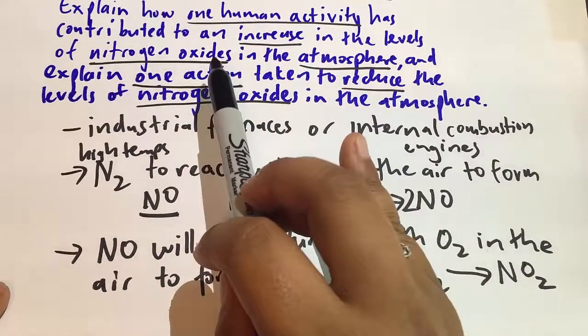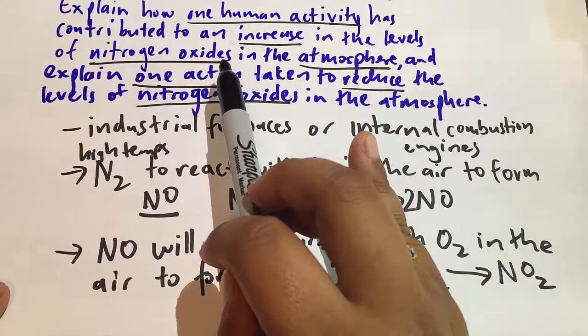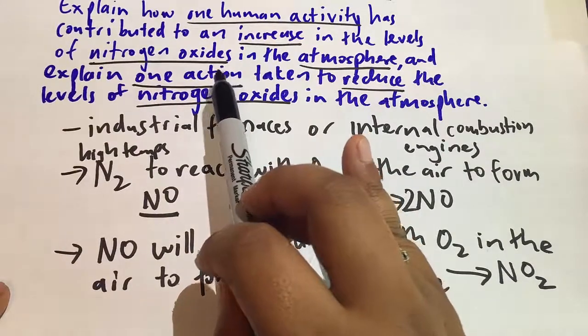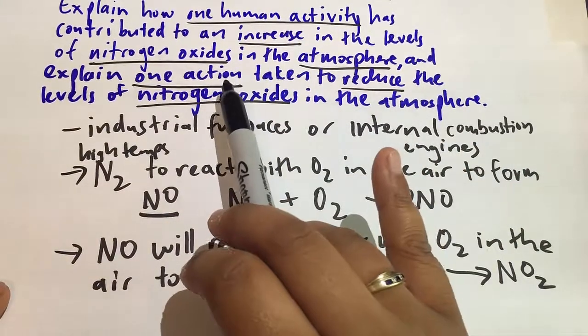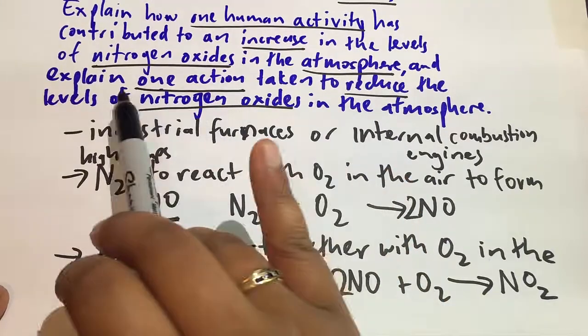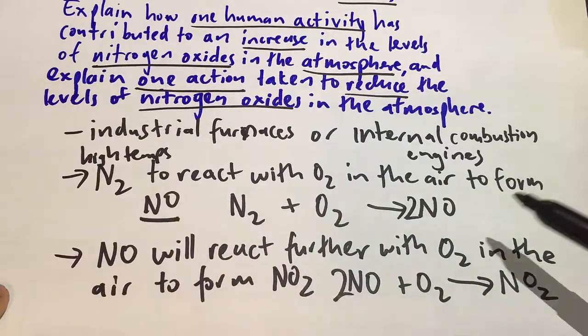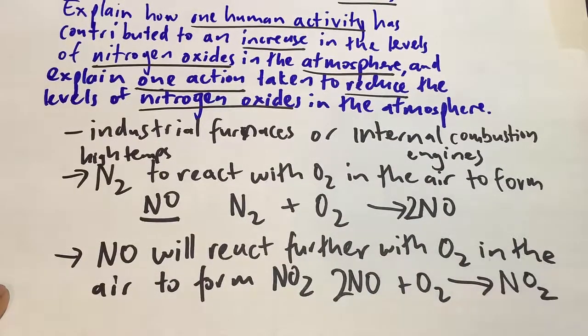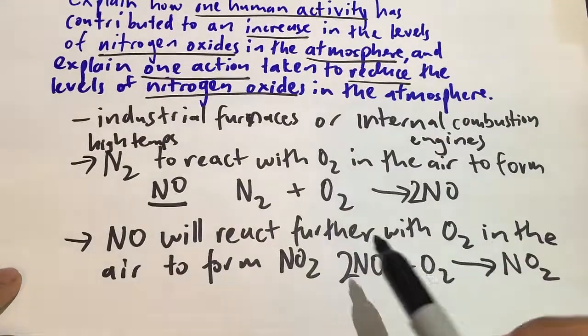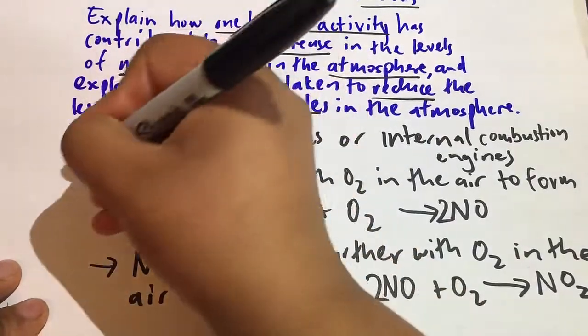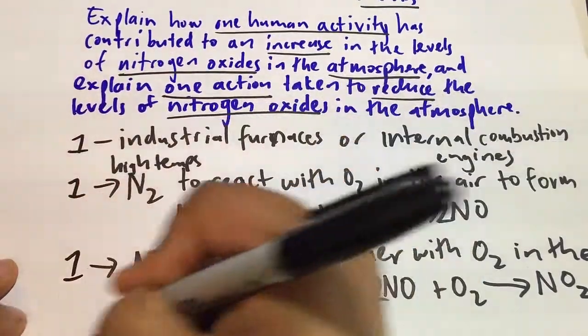We are just focusing on nitrogen oxides. We could talk about ozone as well, but we'll leave that for now. And then at least another mark for talking about the action taken. And so I would say that extra mark would be the use of the equations throughout to exemplify the points. So we've got one mark here, one mark here, one mark here.